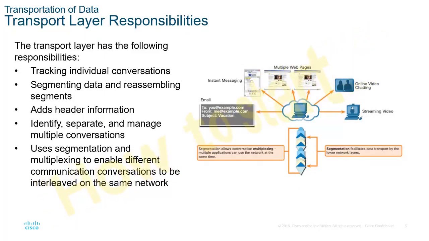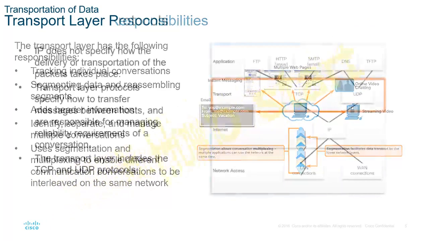The transport layer is responsible for tracking individual conversations, segmenting and reassembling data, adding in the layer 4 header information, identifying, separating, and managing multiple conversations, both creation and termination if necessary, and multiplexing of those conversations to interleave them on the same network. So we're going to be looking at the transport layer both locally and on a remote network. What we have to look at are the different protocols and how they operate.